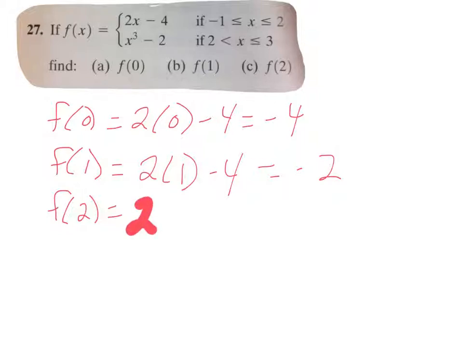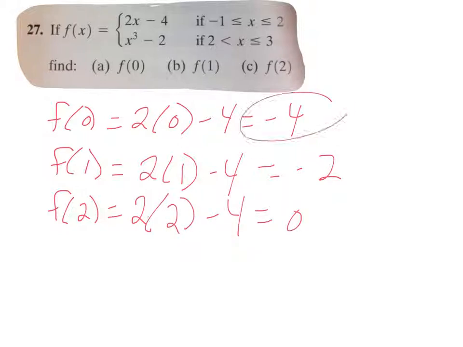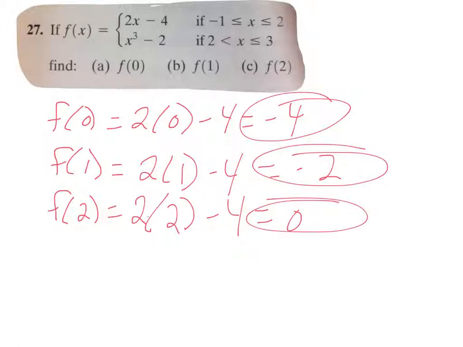2, it's a little big, right? So it should be 2 times 2, which is 4, minus 4 is equal to 0. So those are our answers right there.